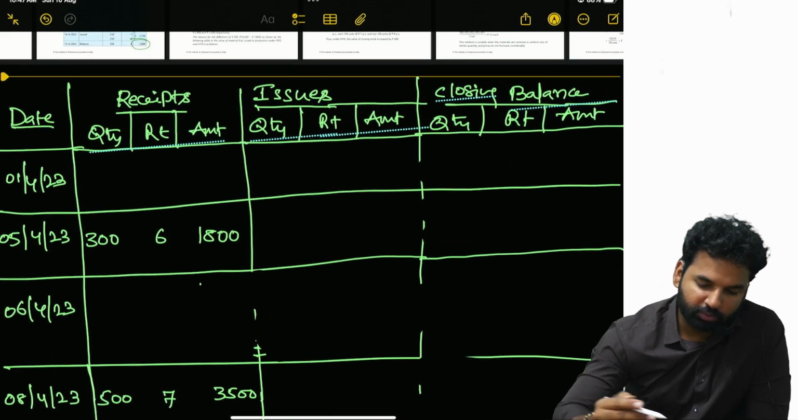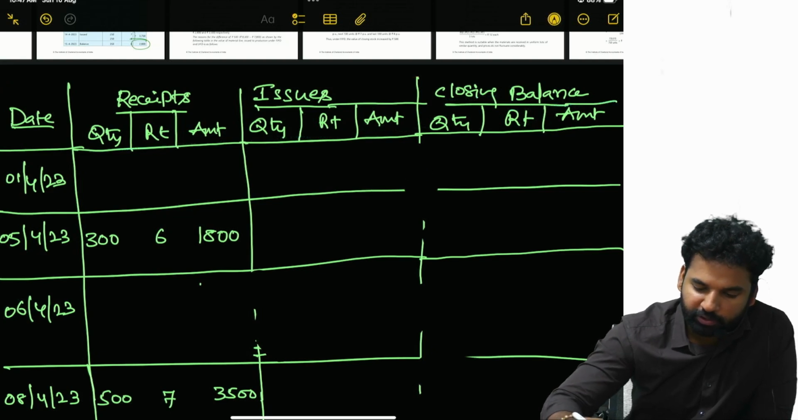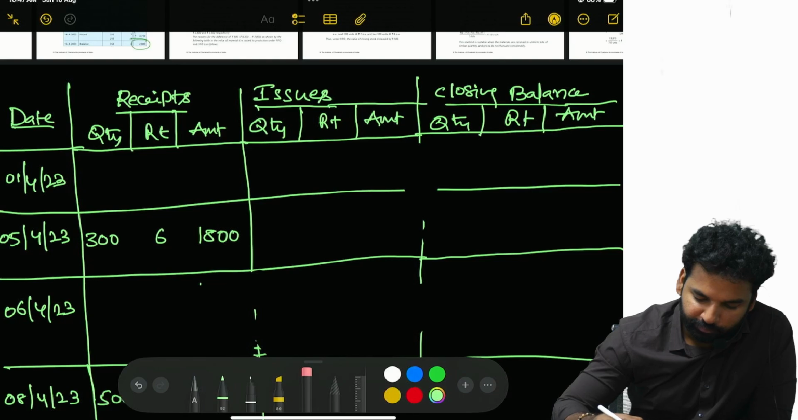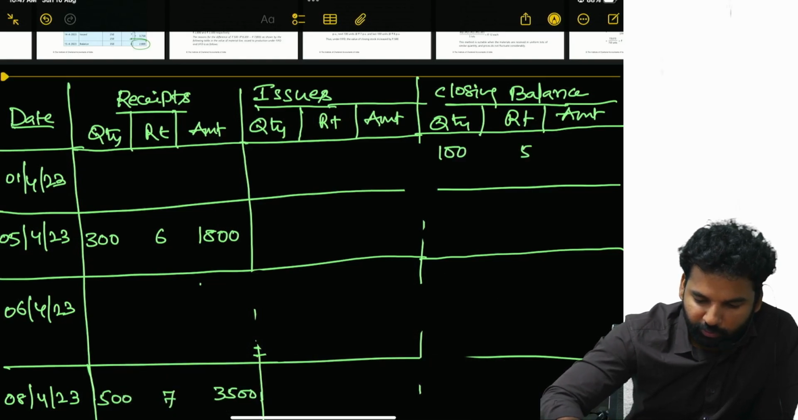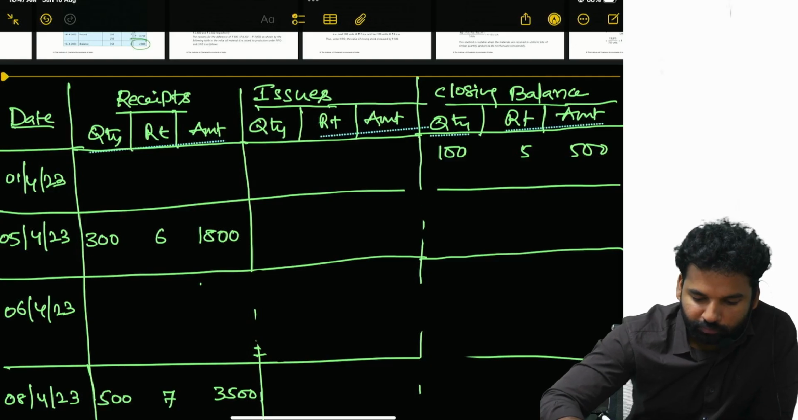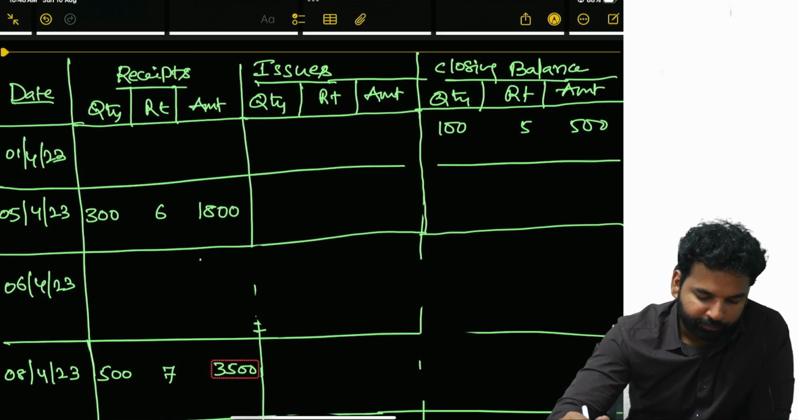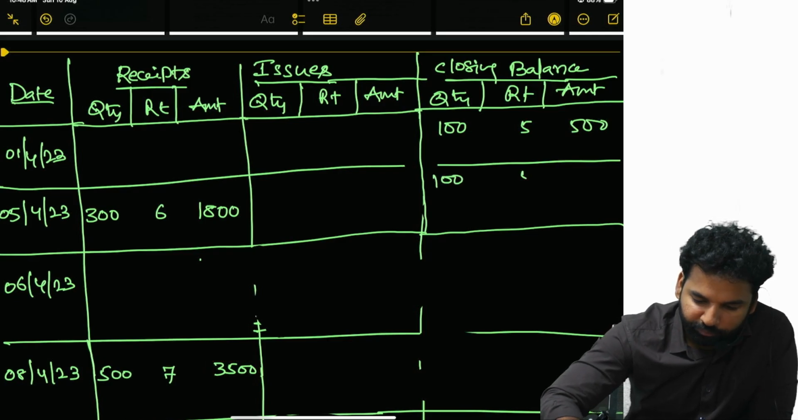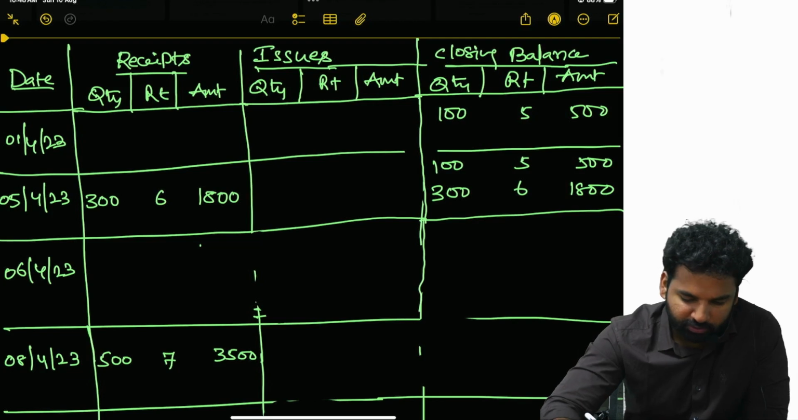Right. So on 1/4/23, what is the balance? 100 units at 5 rupees, 500. Okay. So now on 5/4/23, there is a 300 units purchase. So totally 100, 5, 500. Okay, 300, 6, 1800. Right. There will not be any change in the first 2 dates.